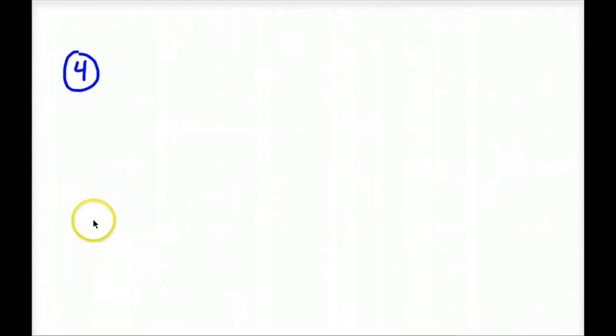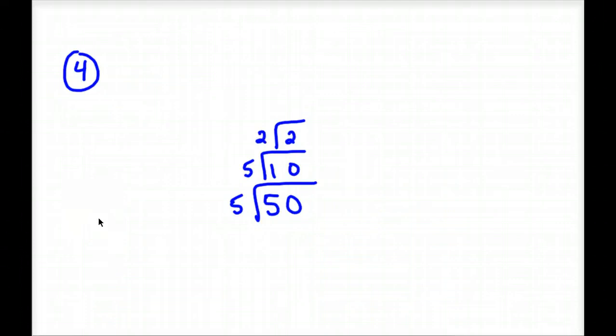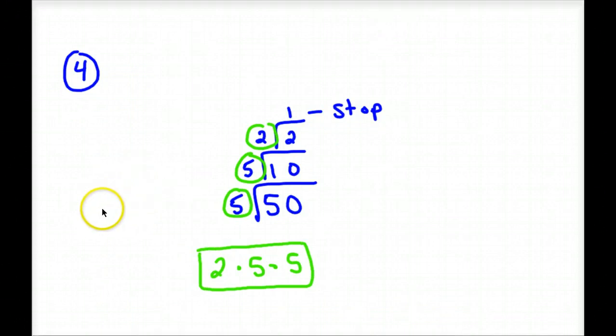Let's take the prime factors of 50, again using the cake method. I could divide 50 by 5, I could divide 10 by 5, I could divide 2 by 2, and again once I get to the 1, let's stop there. My prime factors here, again, are 2, 5, and 5, circling them to remind me these are my prime factors. Write them in numerical order, 2 times 5 times 5, and I have found the prime factors of 50 using the cake method.